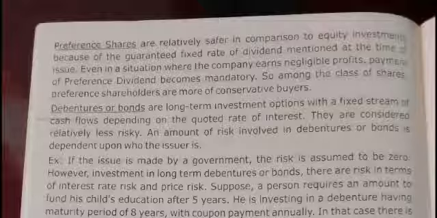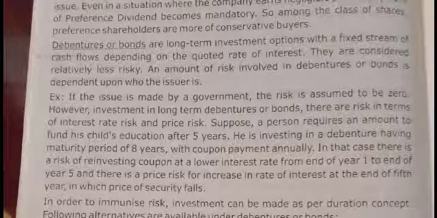Here also the rate of interest is fixed earlier. If you are holding the debenture and after 3 to 4 years you want your investment and interest back, the organization will definitely provide your principal as well as your interest. That is one of the advantages of investing in debentures and bonds. For example, if the issue is made by the government, the risk is assumed to be zero. However, for investment in the long run, there is interest rate risk and price risk.